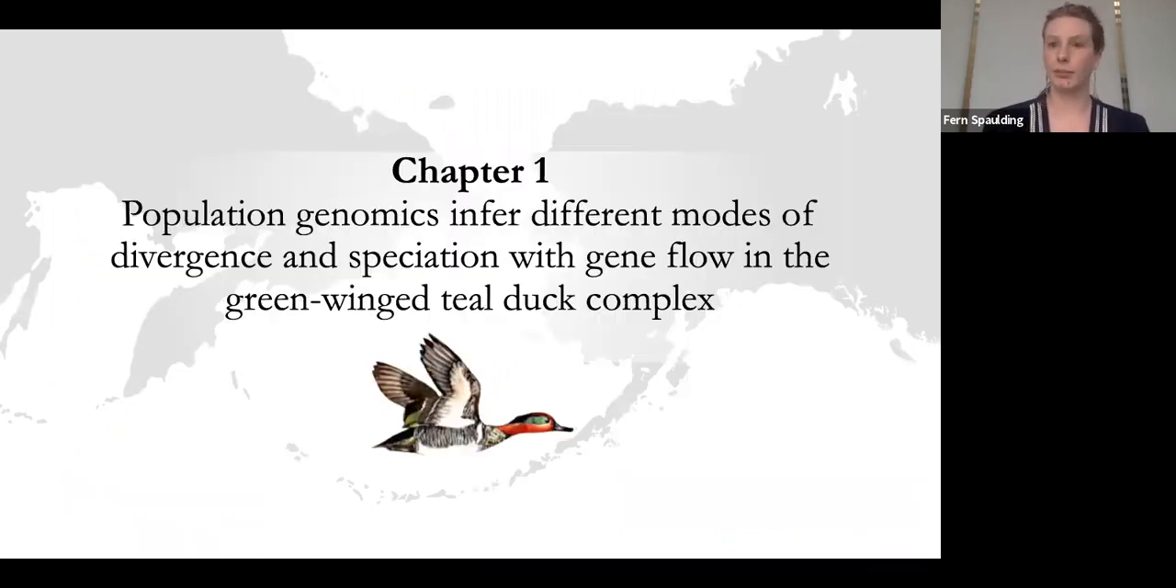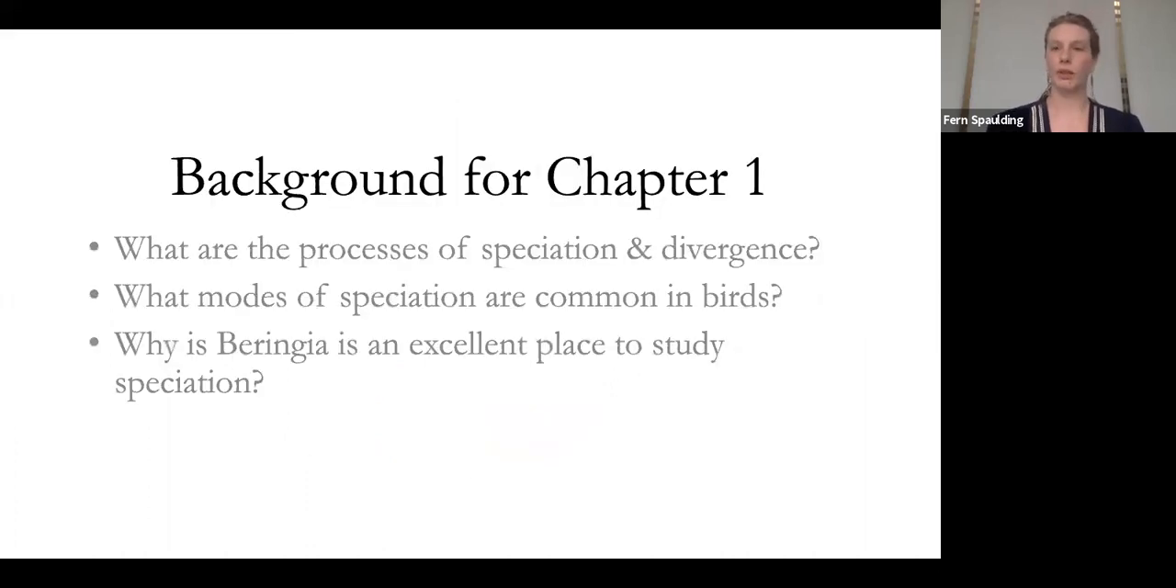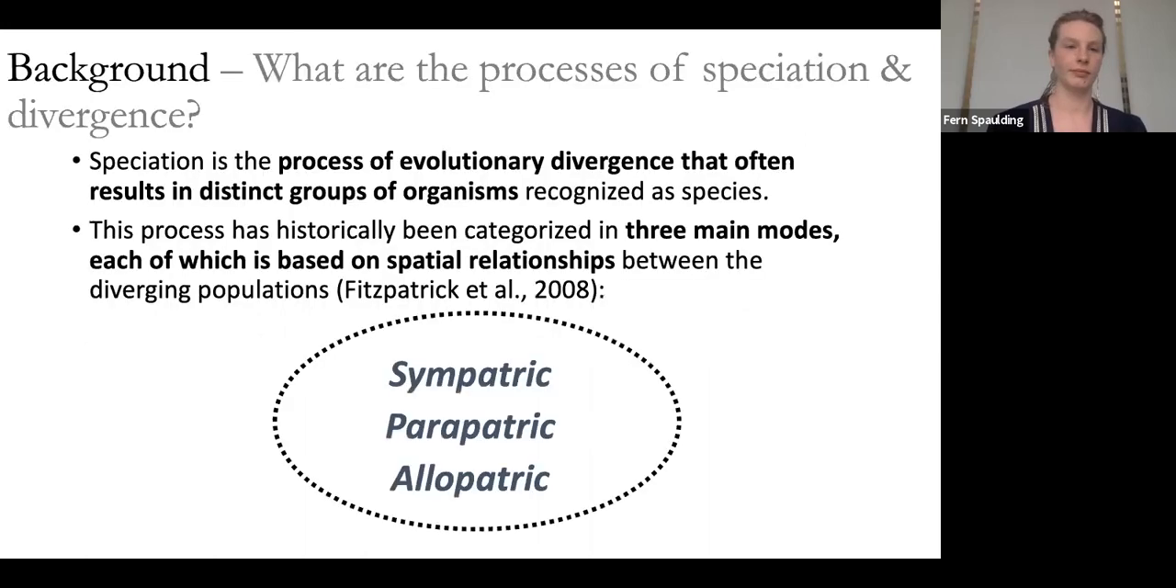So now we're going to jump into my chapter 1. And again, my chapter 1 title is Population Genomics and for Different Modes of Divergence and Speciation with Gene Flow in the Green-winged Teal Duck Complex. We're going to go through a bit of background from my chapter 1 first, talking about 3 main points. First, what are the processes of speciation and divergence? Second, what modes of speciation are common in birds? And third, why is Beringia an excellent place to study speciation?